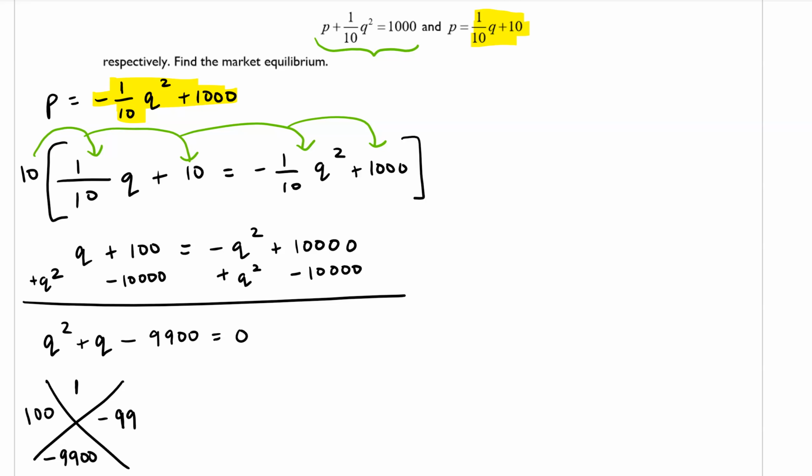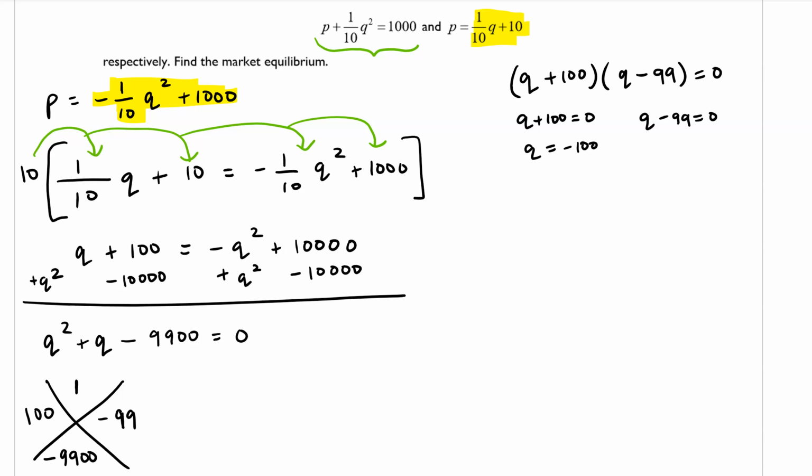So now I can go ahead and factor that. I'm going to bring that back up here and say (q plus 100) times (q minus 99) is equal to 0. And then I'm going to use the zero product property to solve for q. Okay, so we get that q is equal to negative 100 and q is equal to 99.